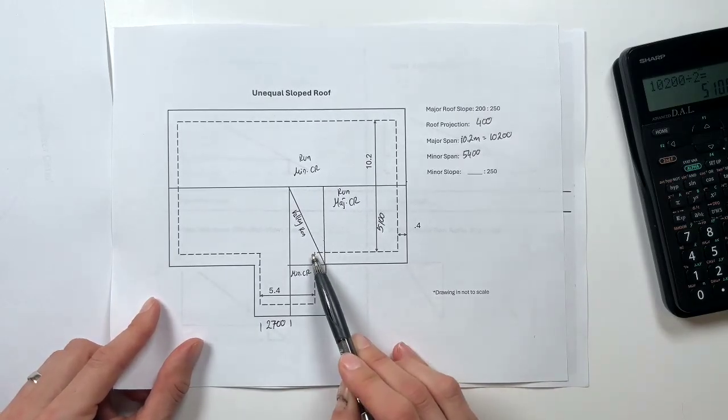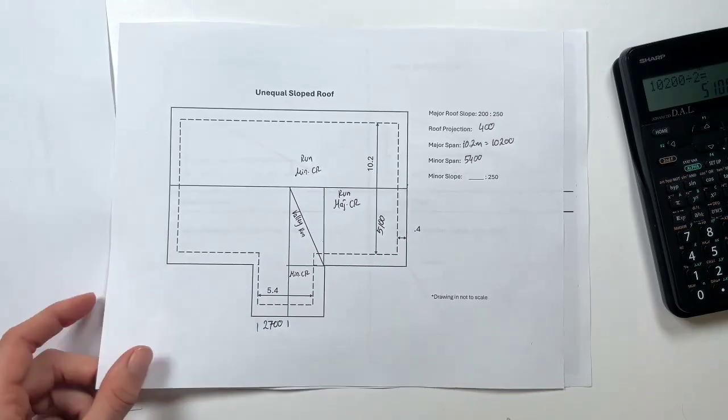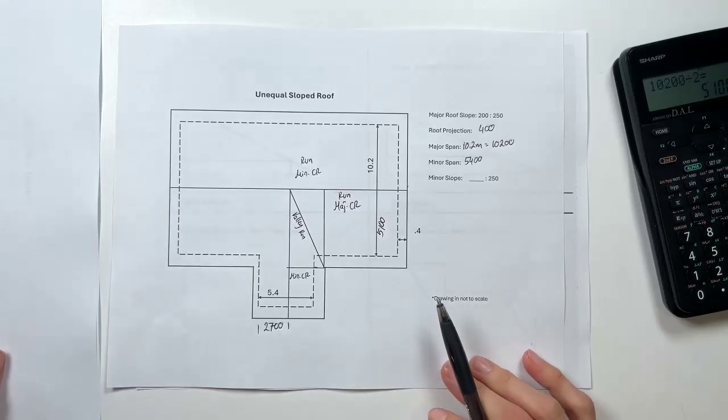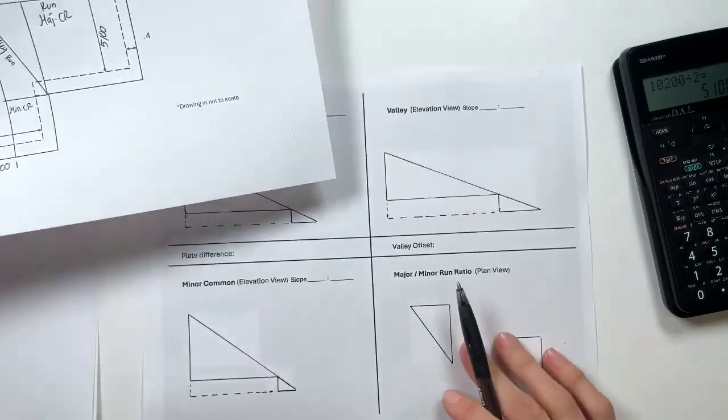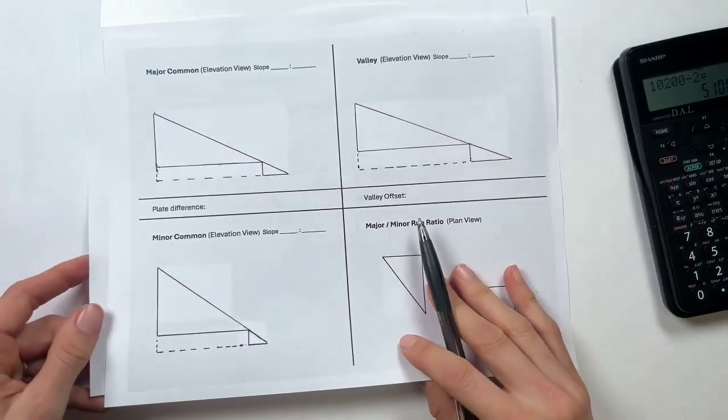But this right here is that little offset from the corner to the valley. That's what we're trying to find, so that when you go to lay out this roof, you can actually lay it out properly. Okay, I'll try to lay these out in a way that makes sense.